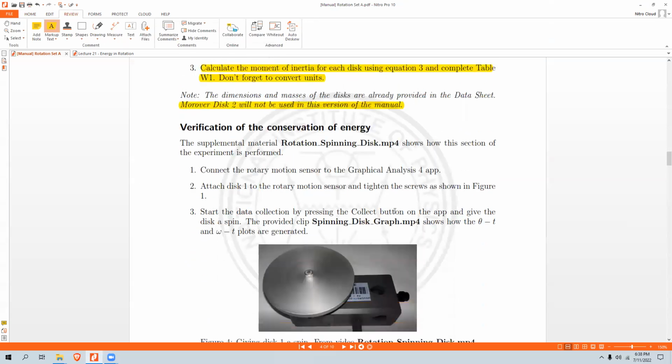Next is the verification of the conservation of energy. We will play a video, rotational spinning disk MP4, to show how this experiment would have been performed.